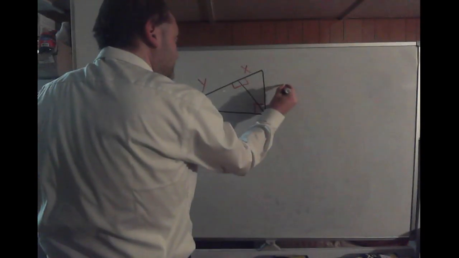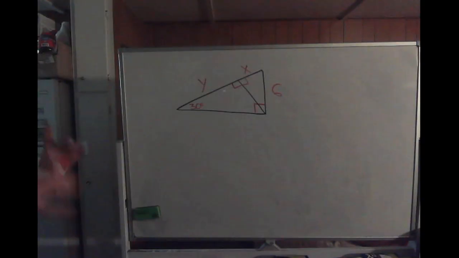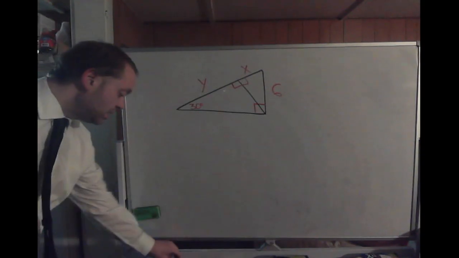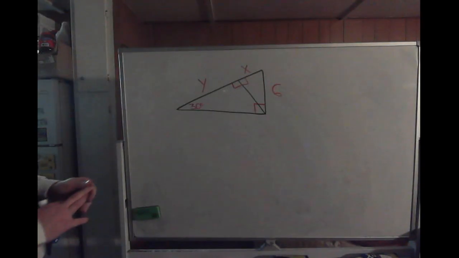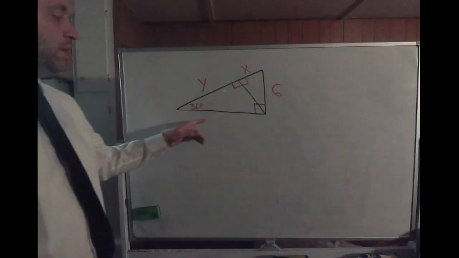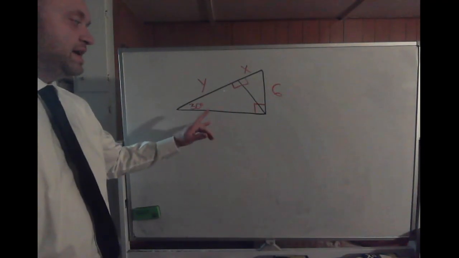This has a length of x. This has a length of 6. Okay. Well, again, we want to solve for our variables. But here's the problem. We don't have any other angles identified yet.